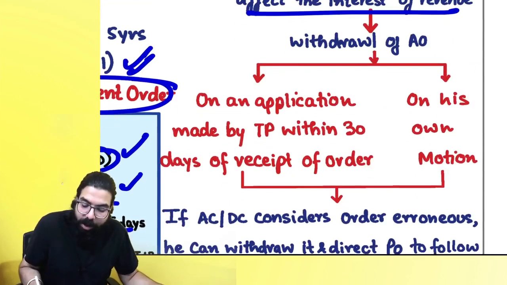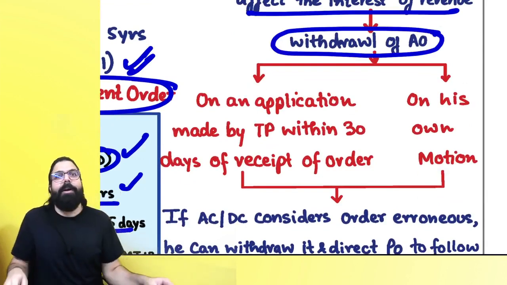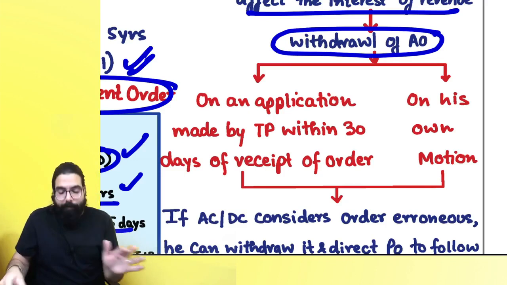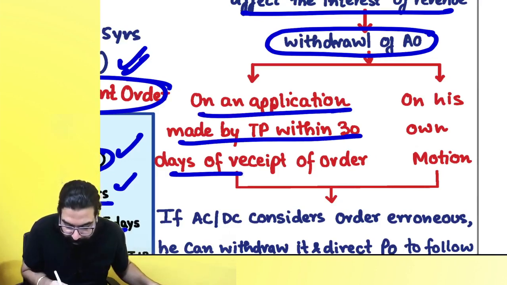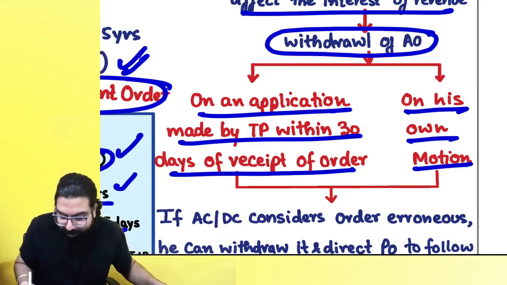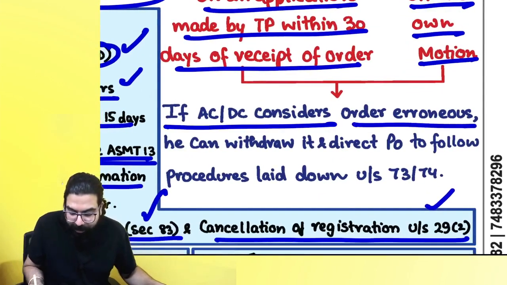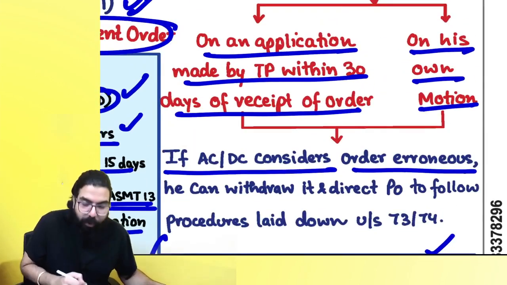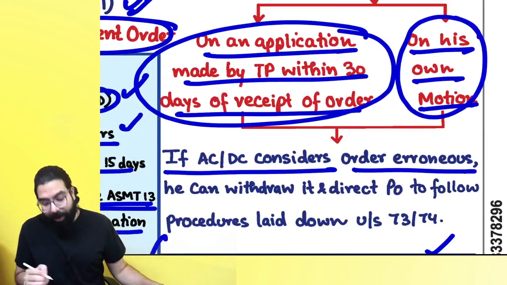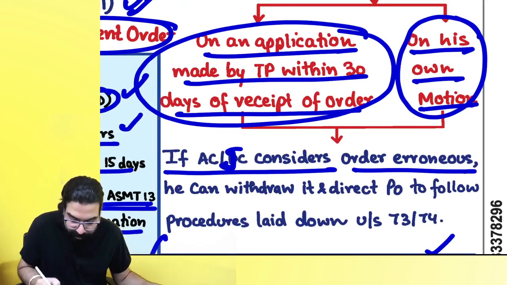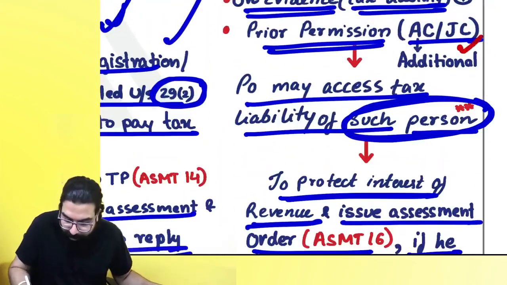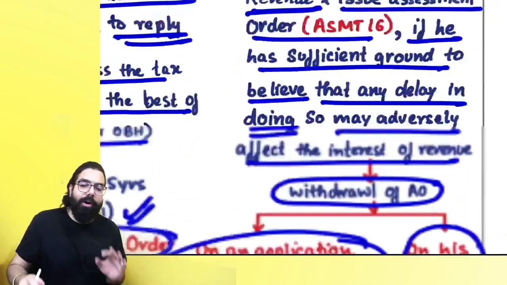interest of the revenue. Sir, can there be a withdrawal of the assessment order? Once the assessment order is passed by the officer, if the taxable person files an application within 30 days of receipt, or on his own motion, the AC or JC considers. In both scenarios, if you file an application or on his own motion, the AC or JC realizes. Because above also it is AC or JC, here also additional or joint commissioner.